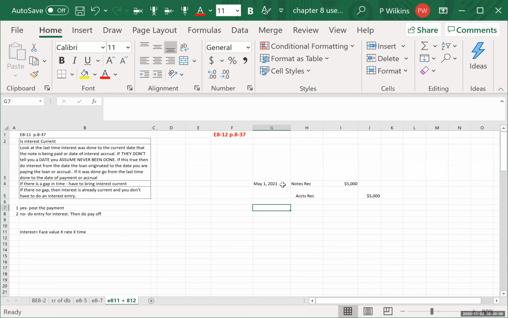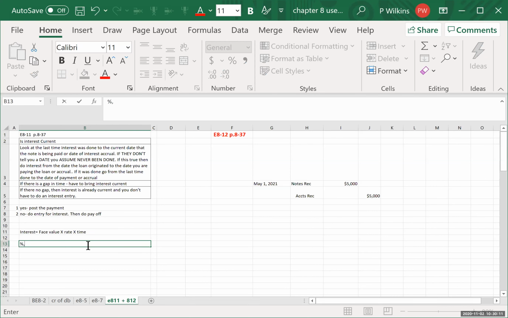December 31, accrued interest revenue on the R. Stoney note. So we come back over here to interest equals face value times rate times time. So the face value is $5,000. Times the rate, and the rate on this note was 6%. Times the time, something over 12, because it said it was a 12-month note. It's a 12-month note, so something over 12, okay?